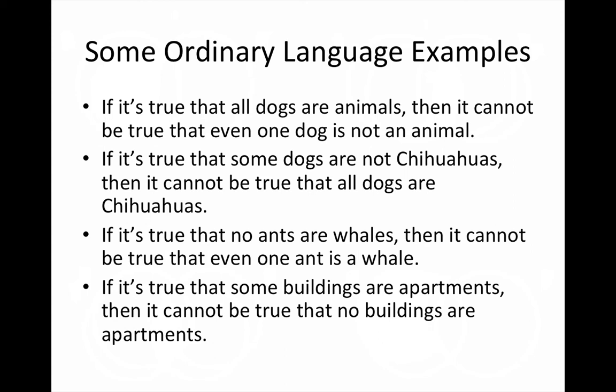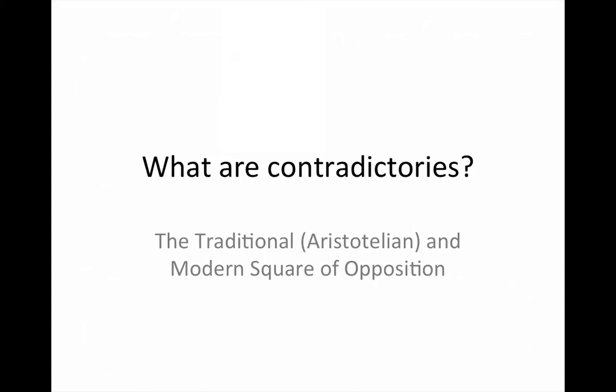Once again, we've got true A yielding a false O, true O yielding a false A, true E yielding a false I, and a true I yielding a false E. I hope this tutorial has been helpful to you in understanding what contradictories are and how we understand them on both the traditional and the modern squares of opposition.